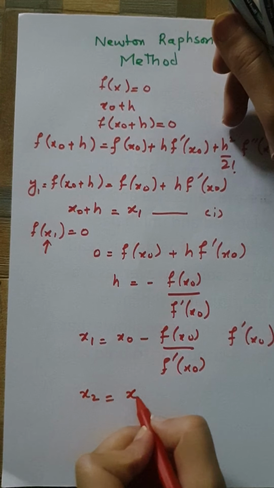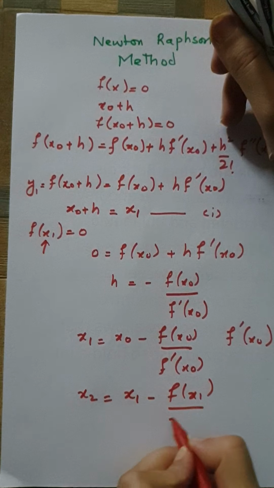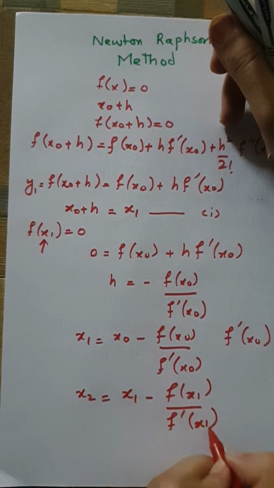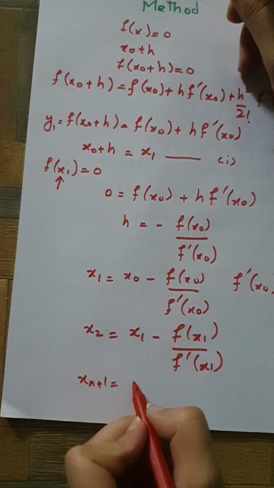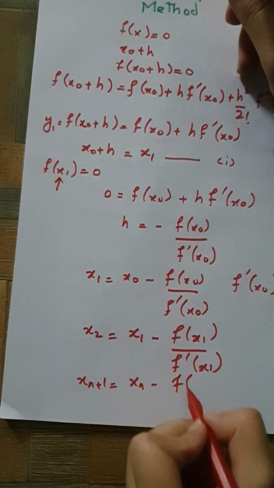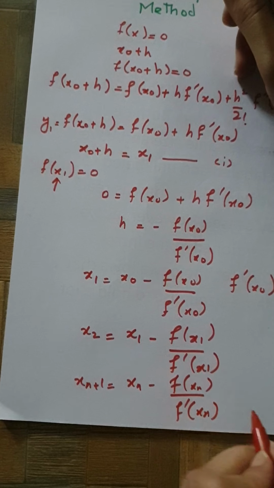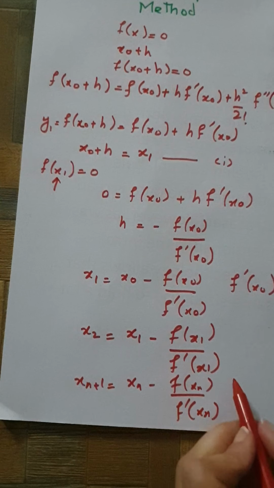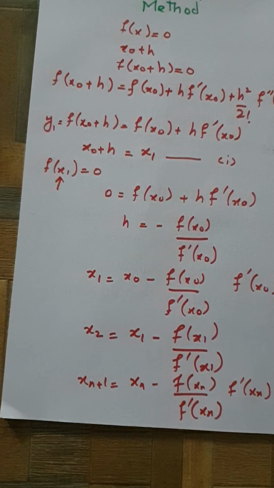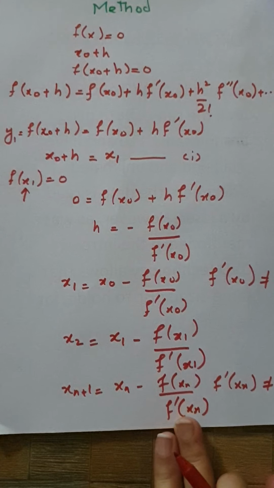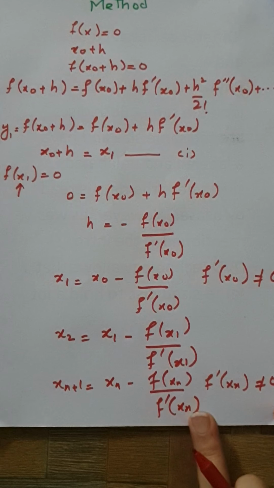x2 will be equal to x1 minus f of x1 over f bar of x1, or generally, x of n plus 1 is equal to x of n minus f of xn divided by f bar of xn, given that f bar of x of n is not equal to 0. So this is the general form of the Newton-Raphson method.